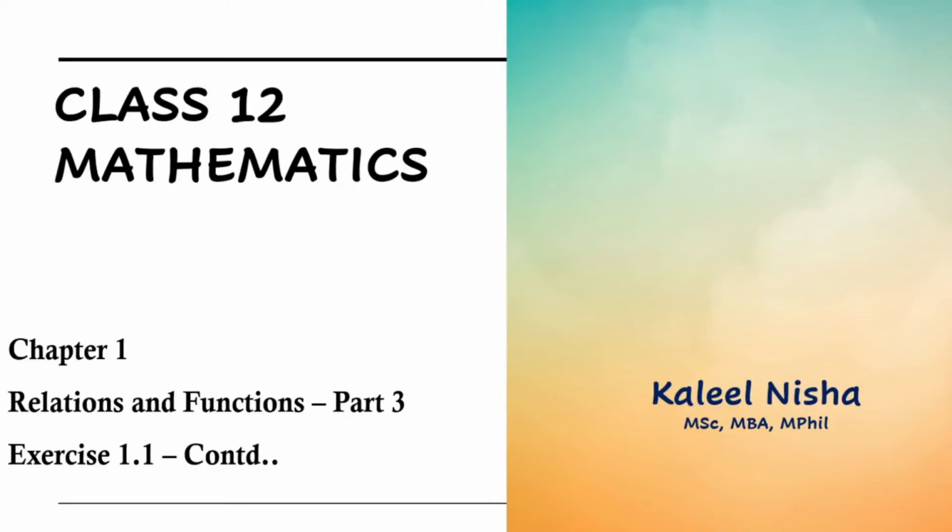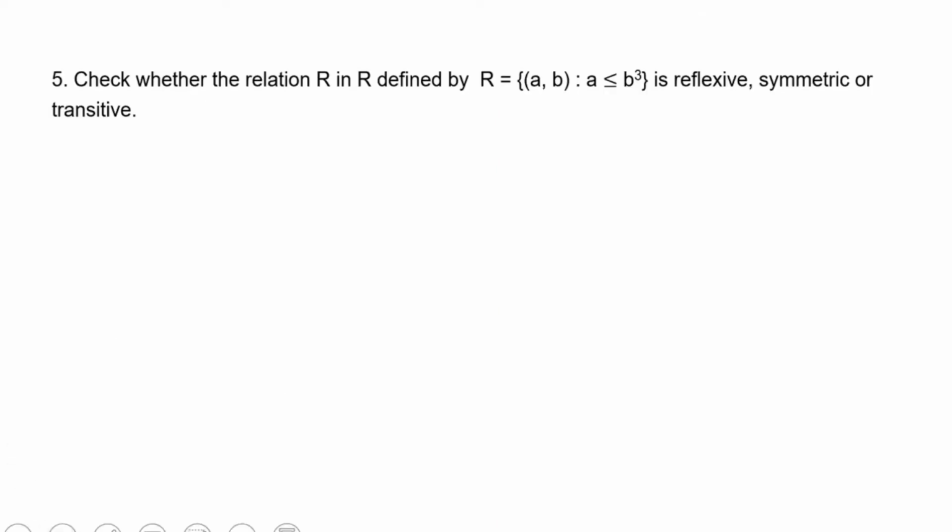In this video, I'll continue solving the questions from exercise 1.1 of chapter 1, Relations and Functions. So the fifth question: check whether the relation R in R defined by R is equal to the set of all ordered pairs (a, b) such that a is less than or equal to b cube is reflexive, symmetric or transitive.